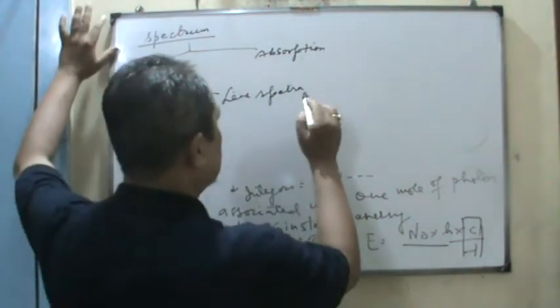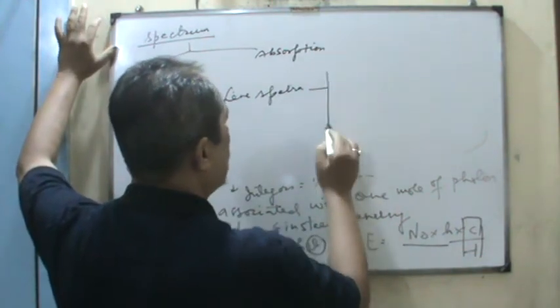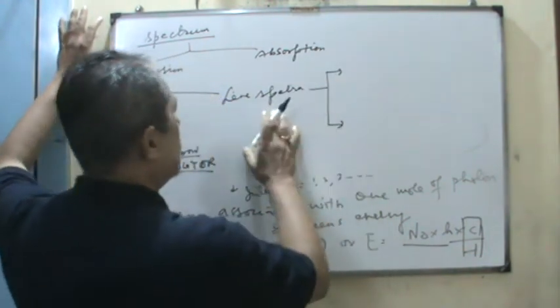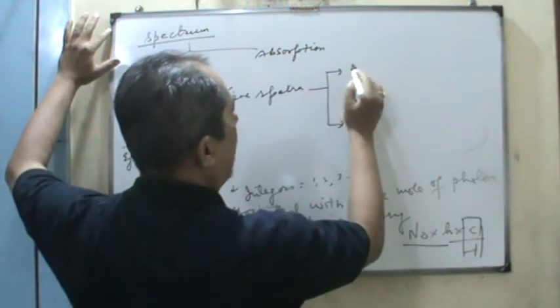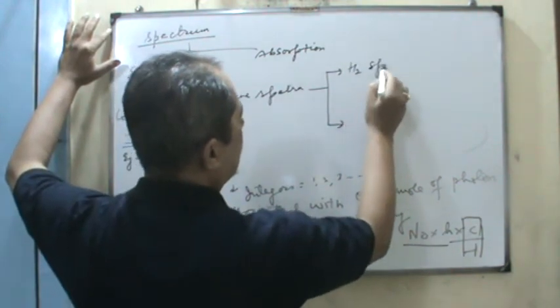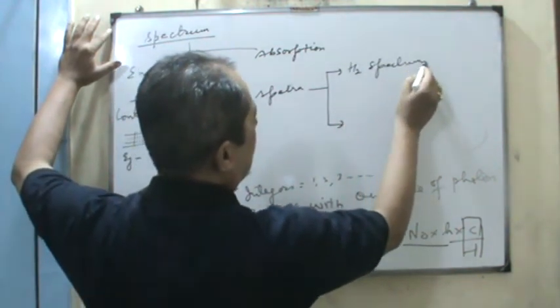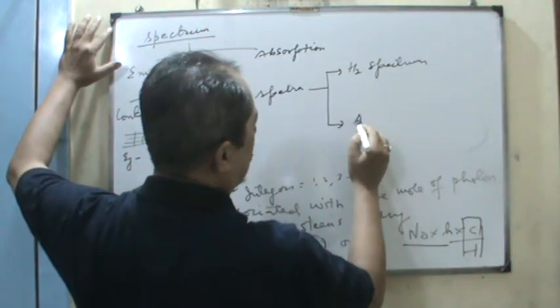Line spectra is of two types. One is the hydrogen spectrum, another is the atomic spectrum.